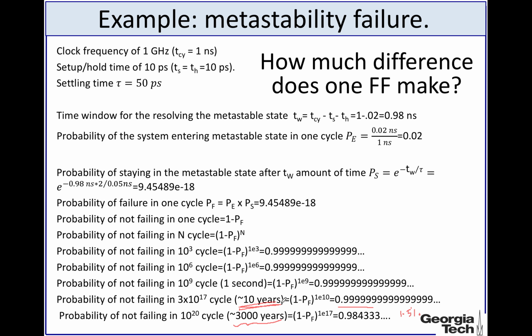So again, the whole point is that you can avoid metastability failures by adding extra flip-flops in the synchronizers, and these synchronizers are essentially used for communication between individual clock domains.